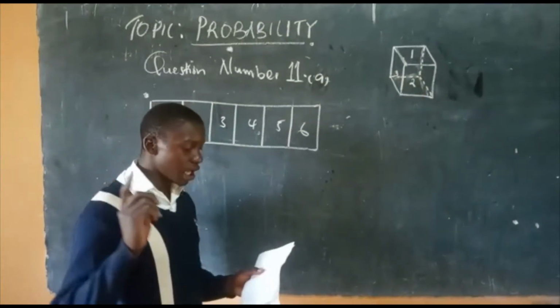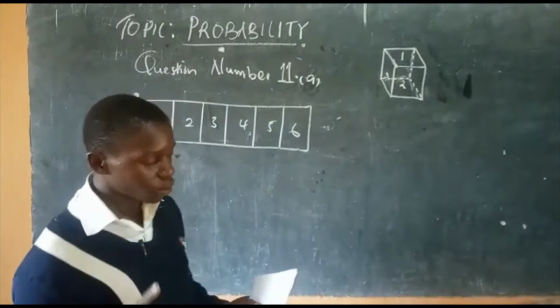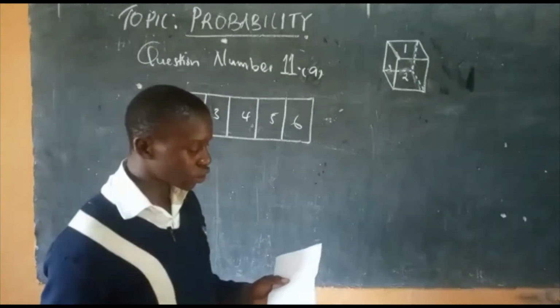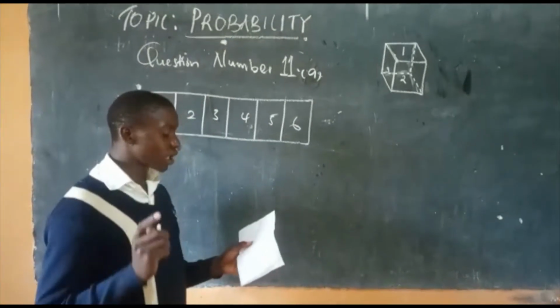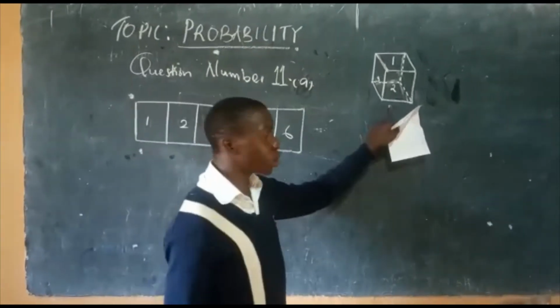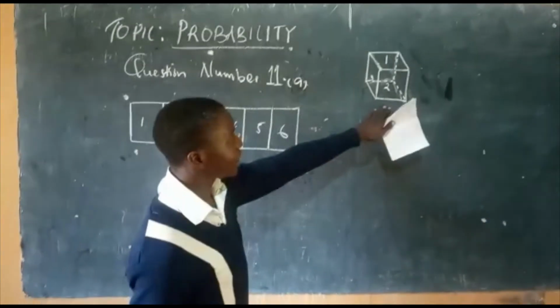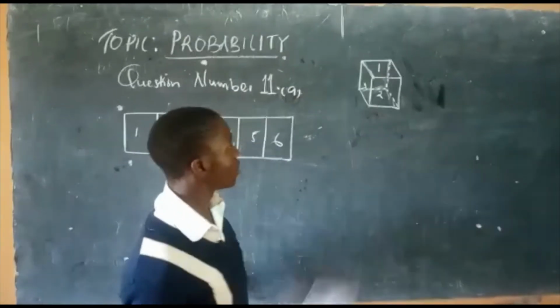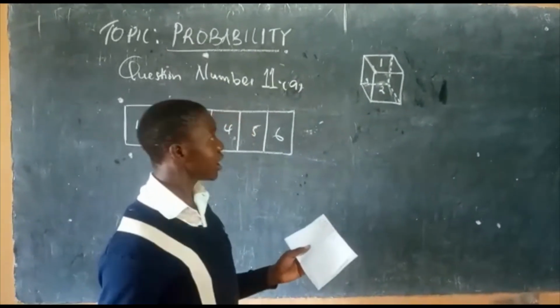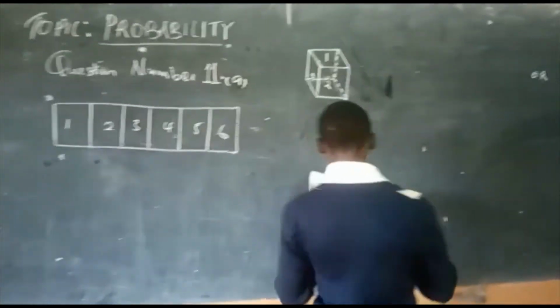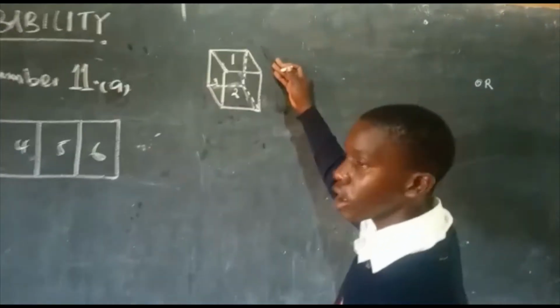Members, we have to read and interpret the question before we find the solution. Here in the question, they are talking about a die, so I've decided to illustrate my die as seen on this chalkboard. So, what is really a die? They are telling us that a die is tossed once.